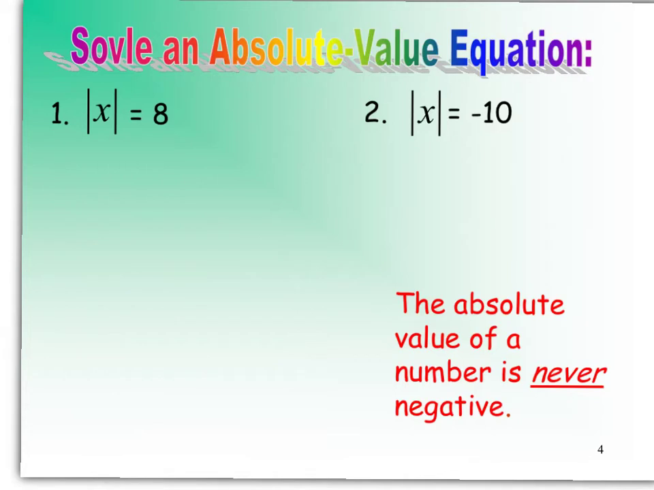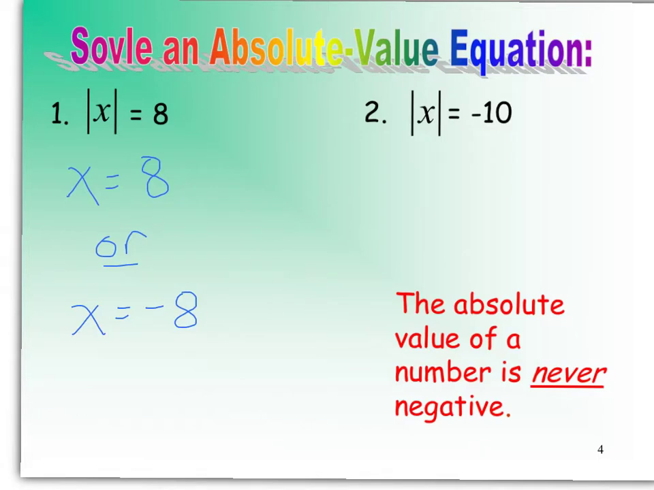Okay, so let's remember that anytime we're solving an equation, that means we are trying to find the value or values of x that make the equation work. So in this first equation, the absolute value of x equals 8. So we are trying to find what values of x will make that true. So in this one, there are two possible values. x could be 8, or x could be negative 8.